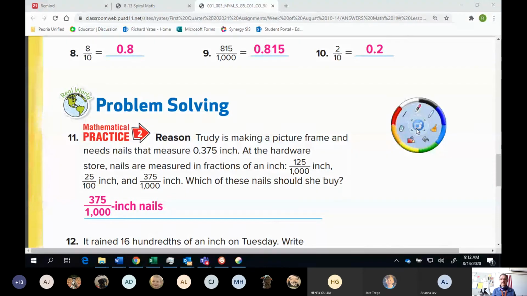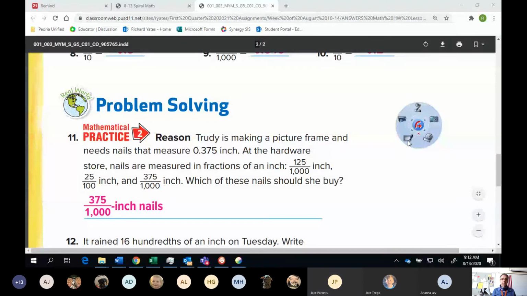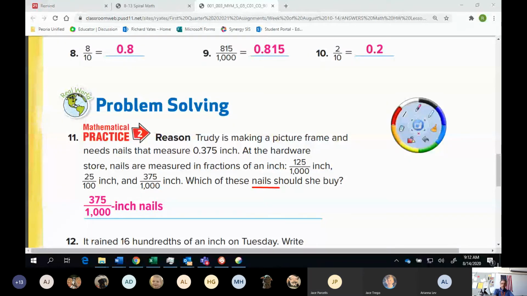Jace P, you have a question? It'd be wrong if I didn't put nails. The big question here, though, is since it actually says which of these nails should she buy, make sure you add that in there. So go ahead and just fix your answer sentence now and make sure you include the word nails in there. That's going to help you to make sure your answer sentence is more accurate.